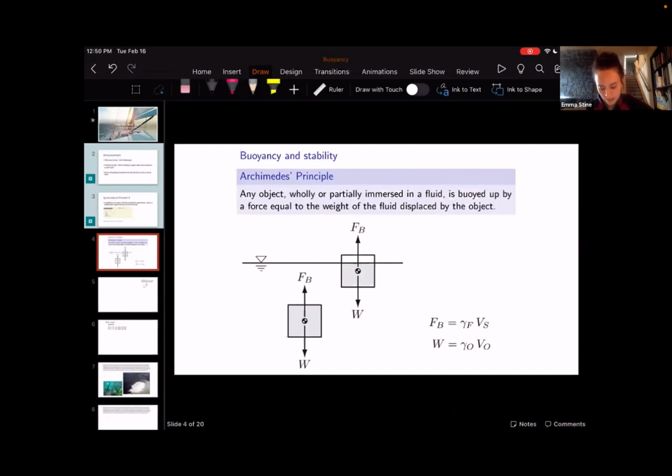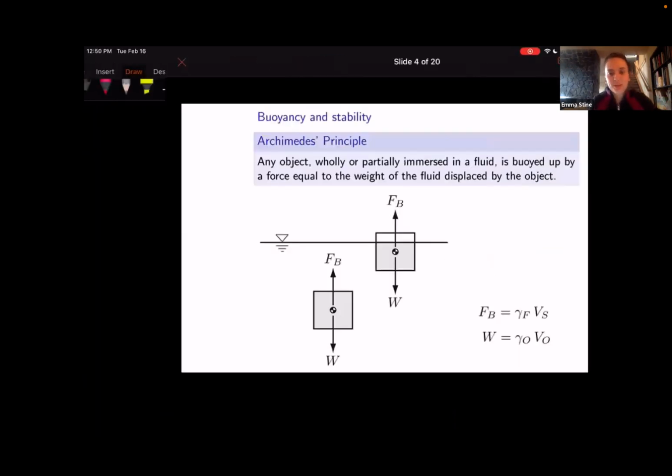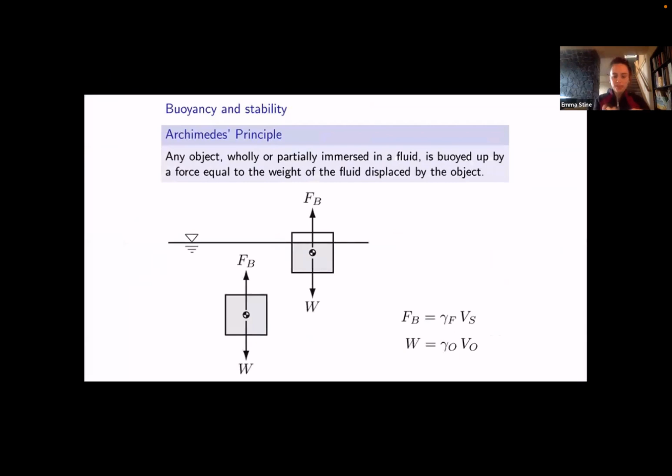Okay. Cool. So we're doing buoyancy today, which is kind of cool because buoyancy is really intuitive, and usually people's intuition about it is actually how it works. So it's basically whether an object will float, whether it will be stable when it is floating, and how it is floating. Archimedes' principle: any object wholly or partially immersed in a fluid is buoyed up by a force equal to the weight of the fluid displaced by the object.